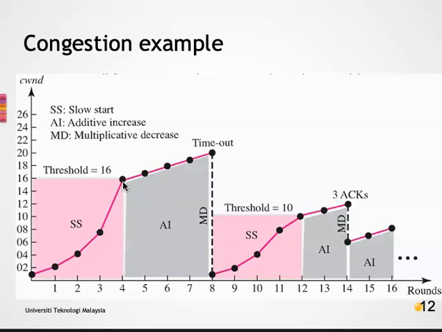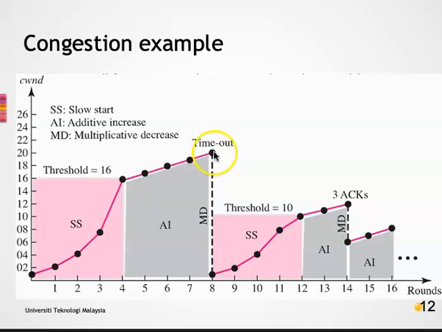Okay, after it arrives at the threshold, it will begin the congestion avoidance phase, which is the AI phase, additive increase. With that, the CWND size will increase by 1 at every round. So from round 5, it will increase by 1, round 6 by 1, up until round 8.